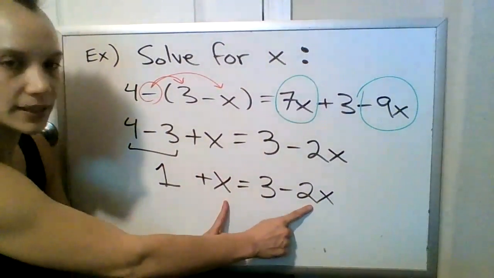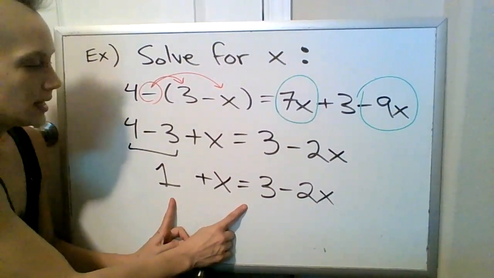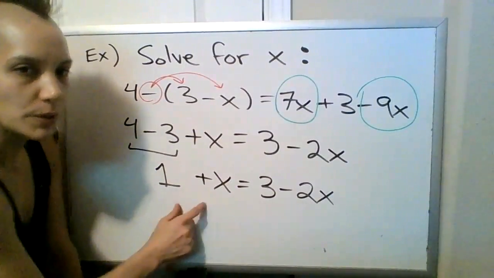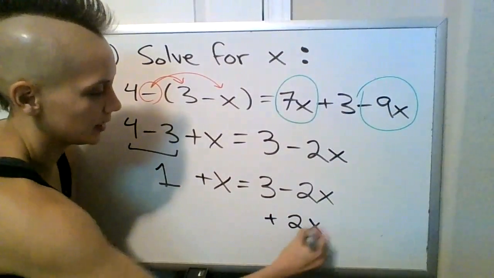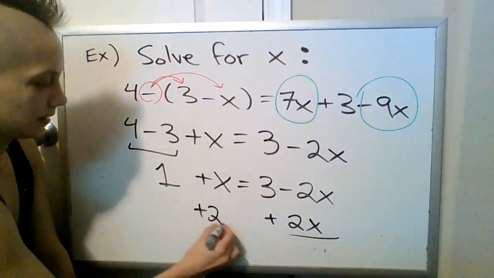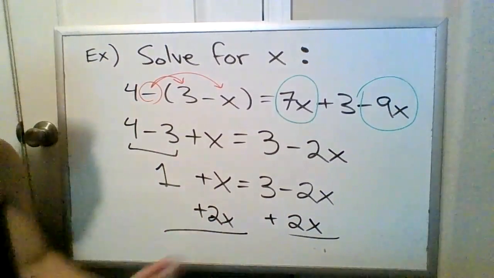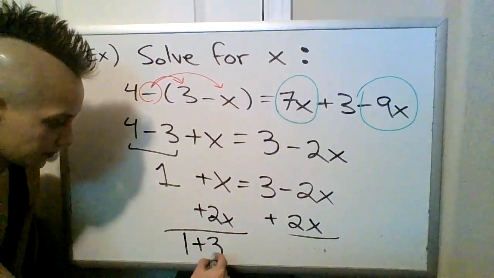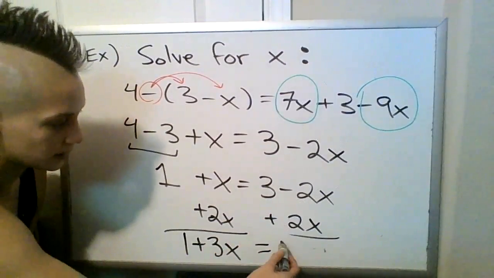So we want to get those x values together. We want to get those numbers together. Let's start with adding 2x to both sides of your equation. One plus 3x equal to 3.